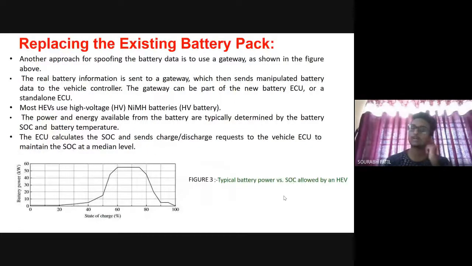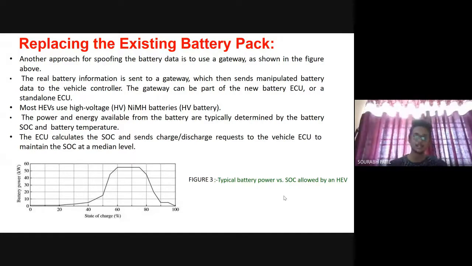Next, as I said, most EVs use high voltage NiMH batteries. The power and the energy available from the battery are typically determined by the battery SOC and battery temperature. The ECU of the battery always keeps an eye on the battery conditions, that is temperature, voltage, and the amperage used by the battery. The ECU calculates the SOC, state of charge, and sends a discharge or charge request to the vehicle ECU to maintain the SOC at a medium level.